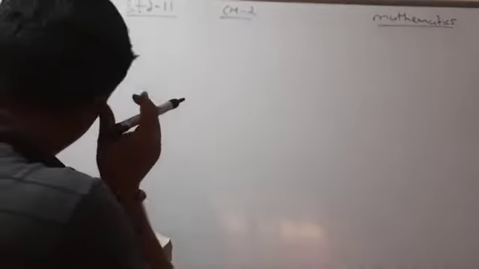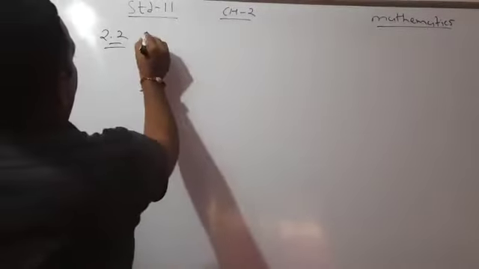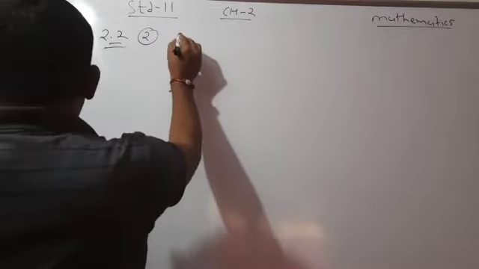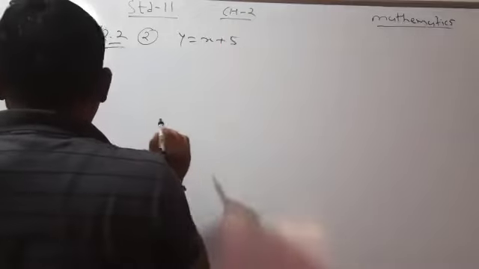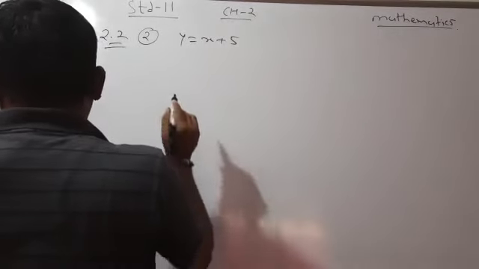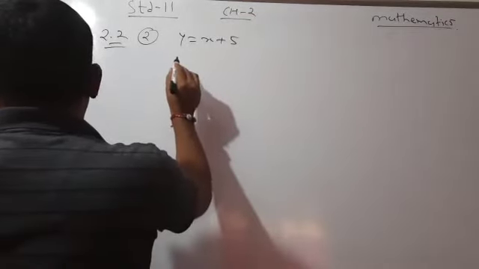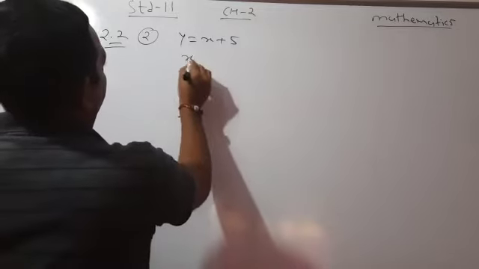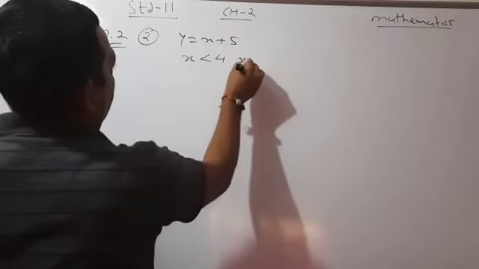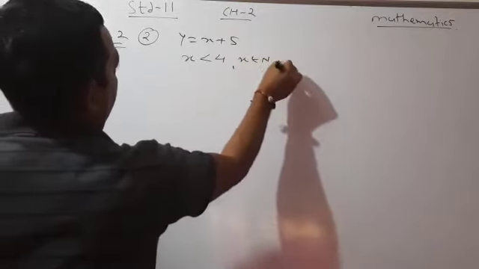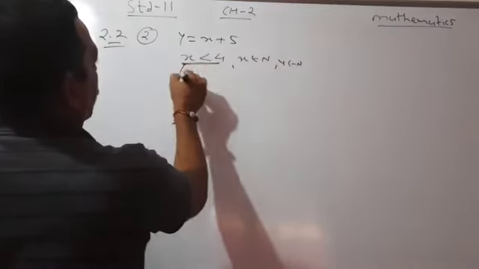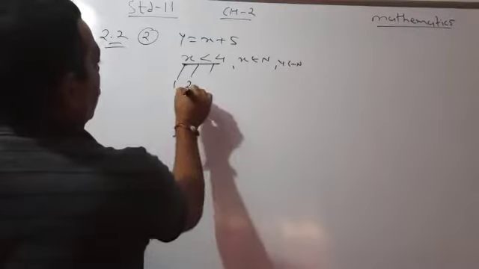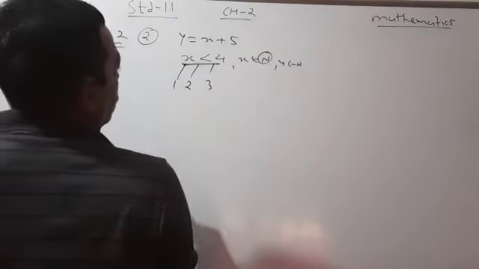First of all, we have to write the relation. Now question number 2. The relation is given: y is equal to x plus 5. The condition is given that x is a natural number less than 4. x belongs to N, y belongs to N. Now consider x smaller than 4, which means the possible values are only 1, 2, 3, as they are natural numbers.